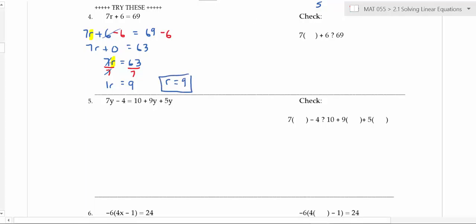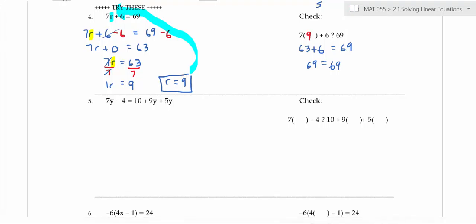Checking's real easy. You just go back to the original problem and you plug in the 9 right there. So I'm going to replace that, and work it out. So 7 times 9 is going to be 63 plus 6, and that's equal to 69. Okay, so it does check out. You get the right answer. So that's one way to do the problem. You can write it that way.